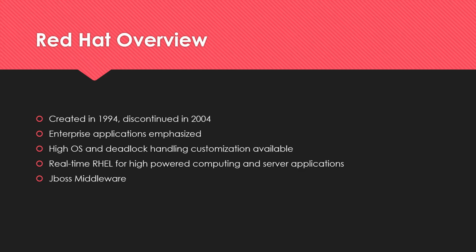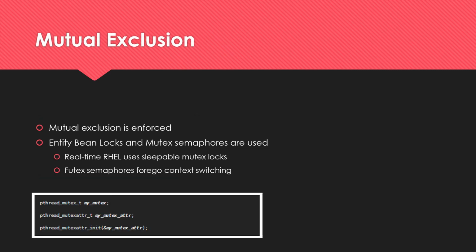Another important component in all of this that should be mentioned here is the Red Hat JBoss middleware application, which controls a lot of the locking and deadlock detection mechanisms that we'll be discussing. This is a built-in application on the OS.